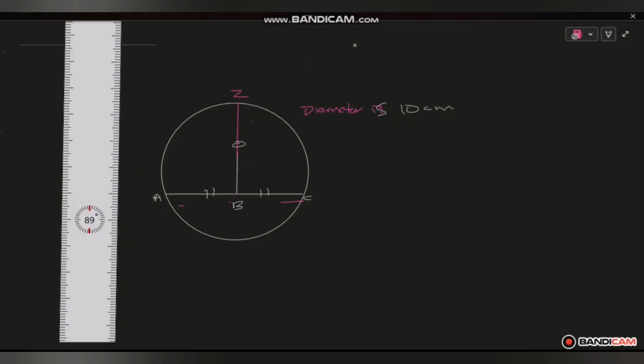Let's try to continue. We have 5. Remember, OB can't be 5. It is only OZ that's 5, and OA, they're equal to 5. So that's my mistake there, because OB is not a radius.